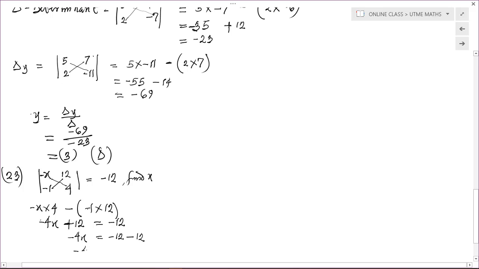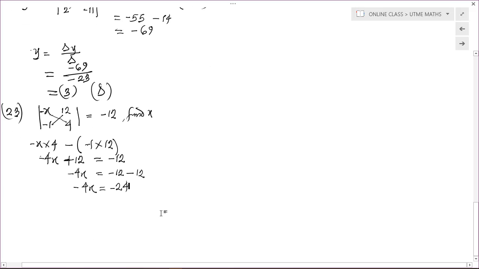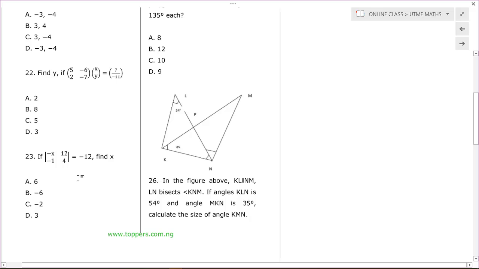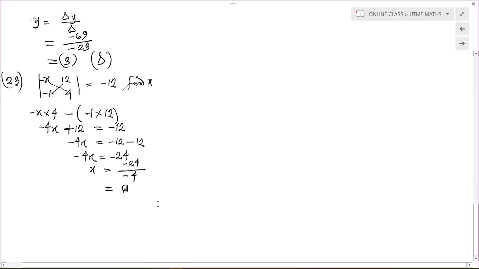So we now have minus 4x equals minus 24, which means that x equals minus 24 over minus 4, and that's 6. Let's see the answers there. A is the final answer in this case. The final answer is A. Let's go to number 24.